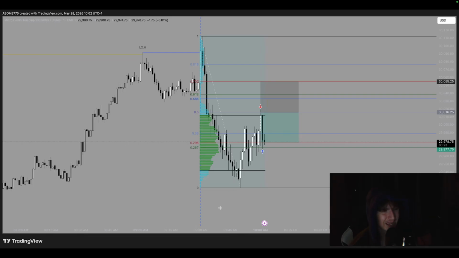Then, we can't just have one confluence. Can't just have 2 confluences. We need the third confluence. We have the sweep. We have the candlesticks. We have the Fibonacci tool. Last thing we need, volume profile. Got to get that order flow working for us.